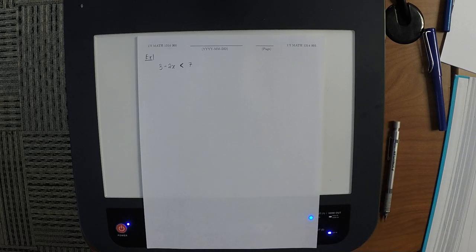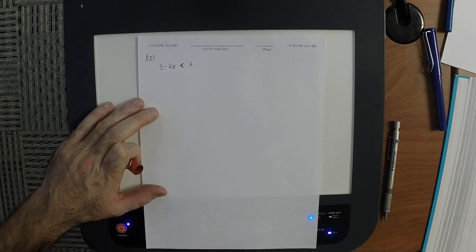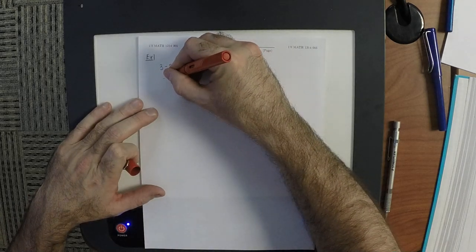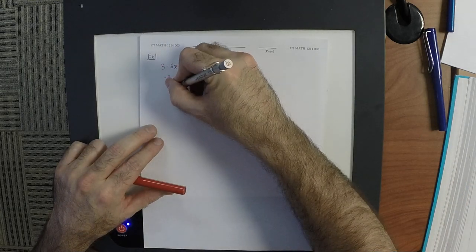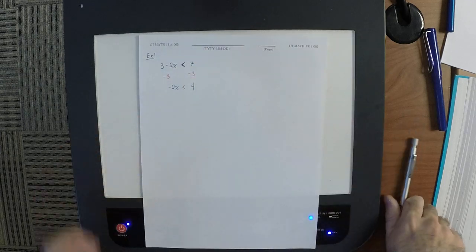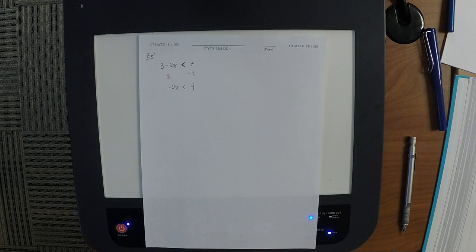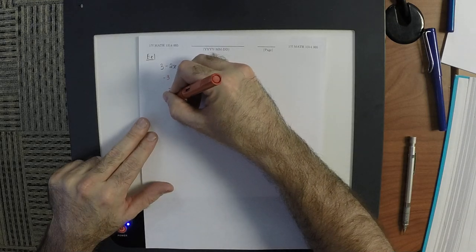So what algebraically should we do? Subtract 3 from both sides. So the new left-hand side would be negative 2x. The new right-hand side would be 4. Now what? Right, divide by negative 2.